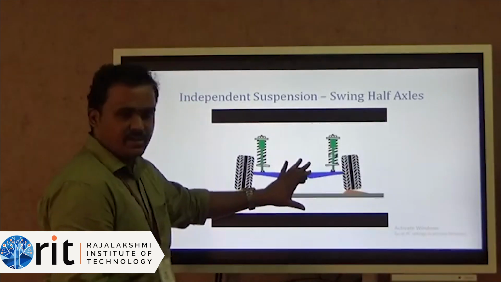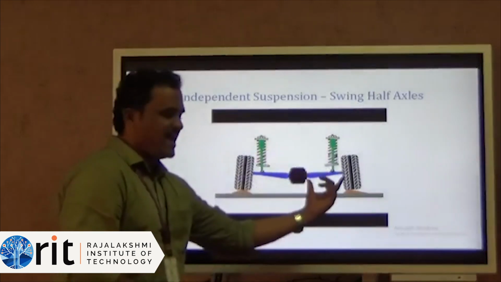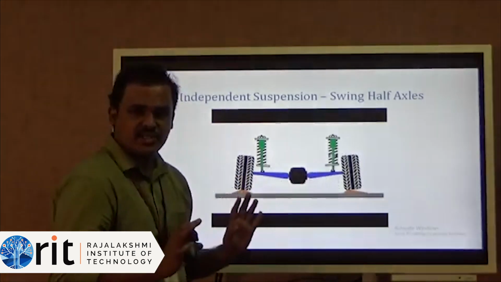There is no connection between this. They are interconnected by a hub. So swing axle is nothing but this will be acting as a separate axle and this will be acting as a separate axle in a single axle circuit itself.